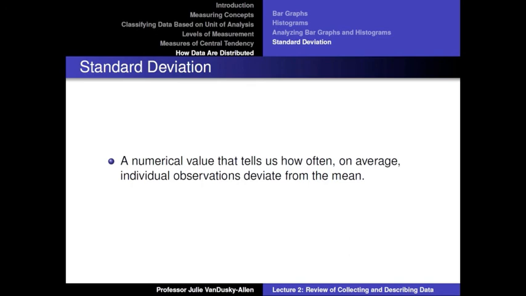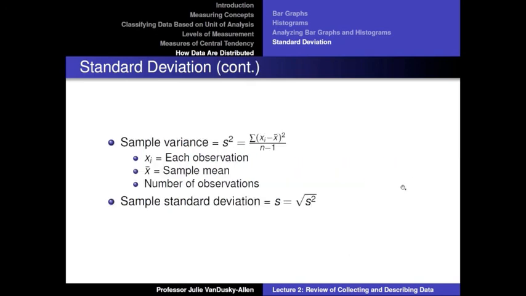I will briefly show you how to calculate it. You do not have to calculate it in this class, but you do need to know how it is calculated and how to interpret it. You start with the sample variance. The sample variance, denoted by S squared, is the sum of each observation minus the sample mean squared, and that value divided by the total number of observations minus 1.